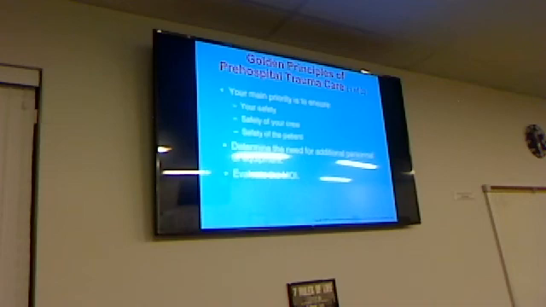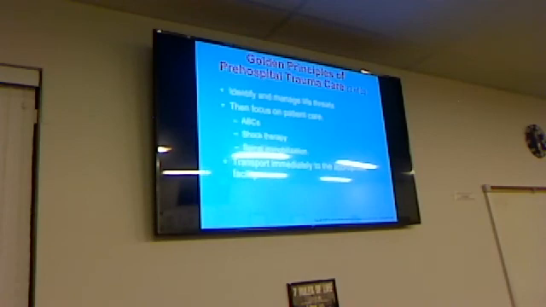And again, that's lots of components. You have to do a good scene size-up and scene assessment: look at where you're at, look at what's involved, rates of speed, types of injuries that you're seeing. Lots of things go into that. Identify and manage life threats, then focus on patient care. So ABCs, shock therapy, spinal immobilization, and transport immediately to the appropriate facility. Okay.